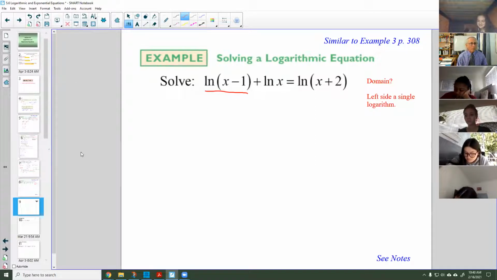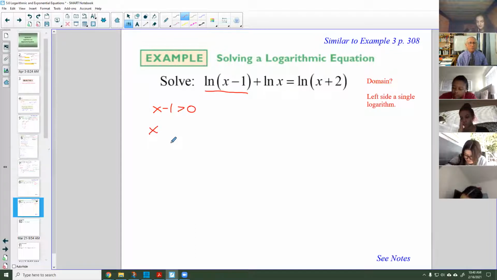It has to be greater than 0. What has to be greater than 0? X minus 1. Okay, so I go x minus 1 greater than 0. So x has to be what? Greater than 1. X has to be greater than 1. Is everybody okay with that? Okay. How about the next logarithm?